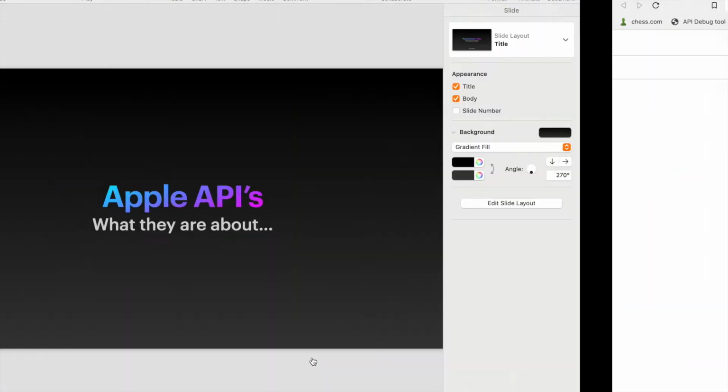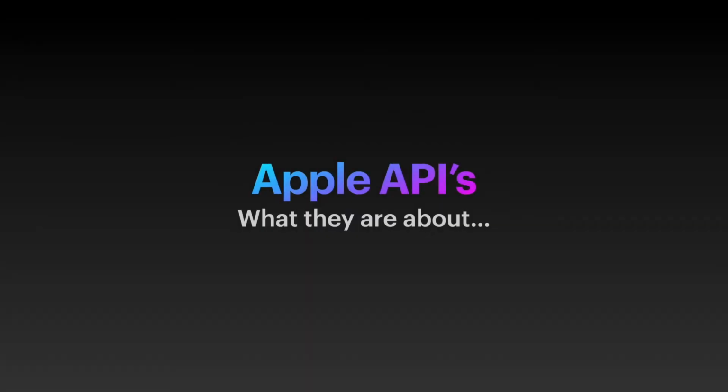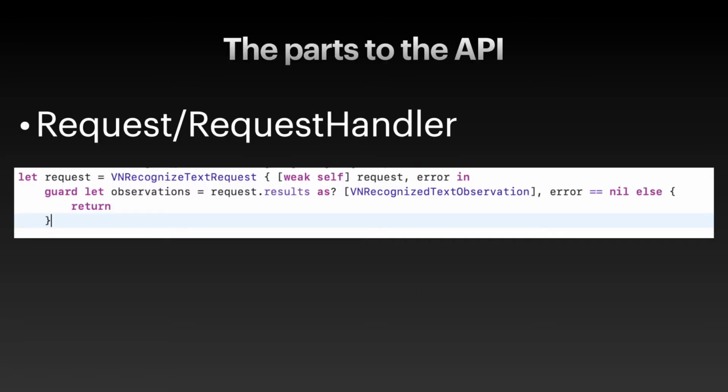So, Apple APIs, and what are they about? There are three parts to the APIs. The first one is the request or request handler. It could be either one of those, depending on the thing you're doing. As you can see in our last video, we had an example: let request equals VNRecognizeTextRequest. That's all I put for now, and that's the first part.